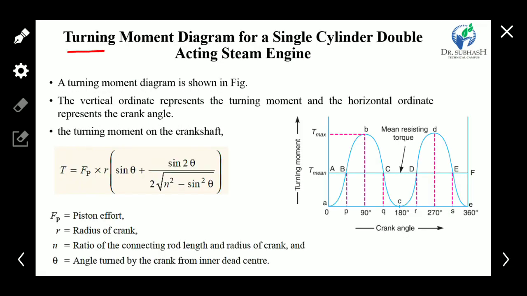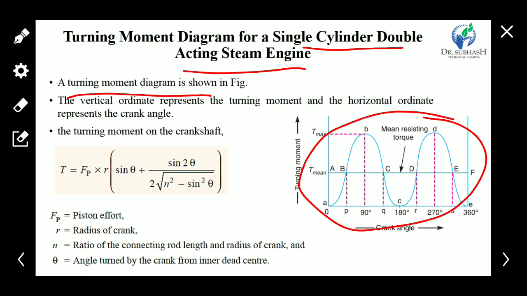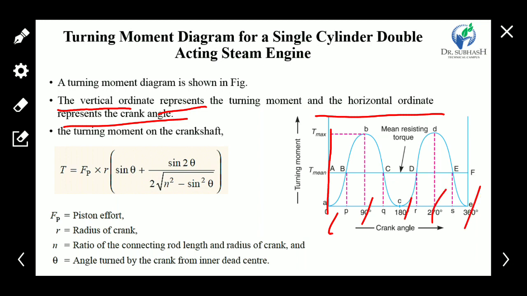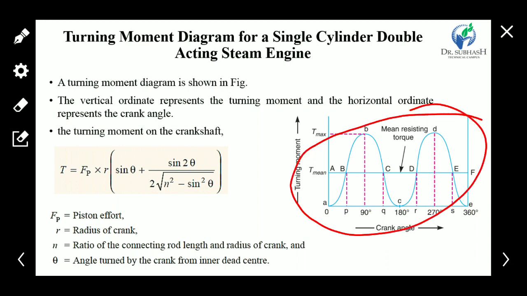Now, the turning moment diagram for a single cylinder double acting steam engine is given here. See that the vertical ordinate represents the turning moment and the horizontal ordinate represents the crank angle, as seen: 0, 90 degrees, 180, 270 and 360, and one cycle is complete. The diagram represents one cycle of crank angle.